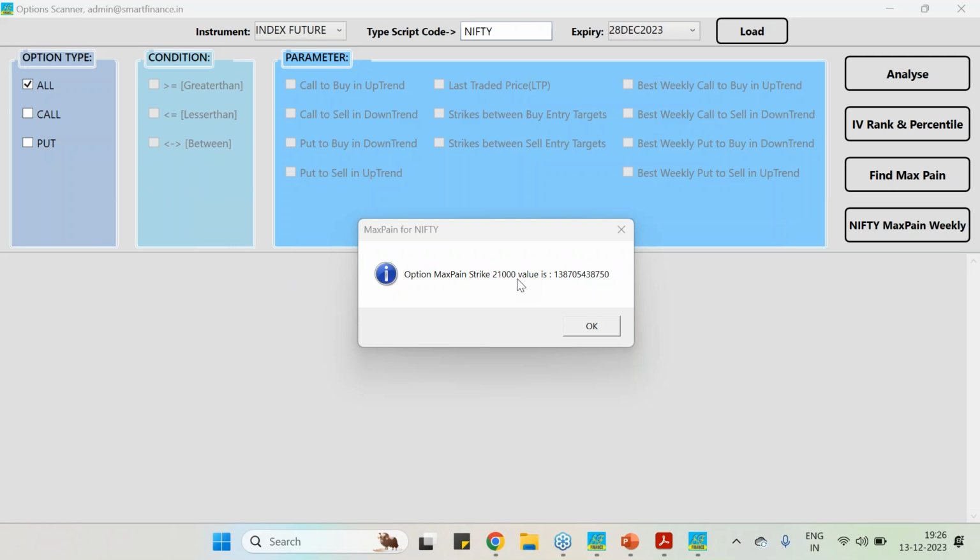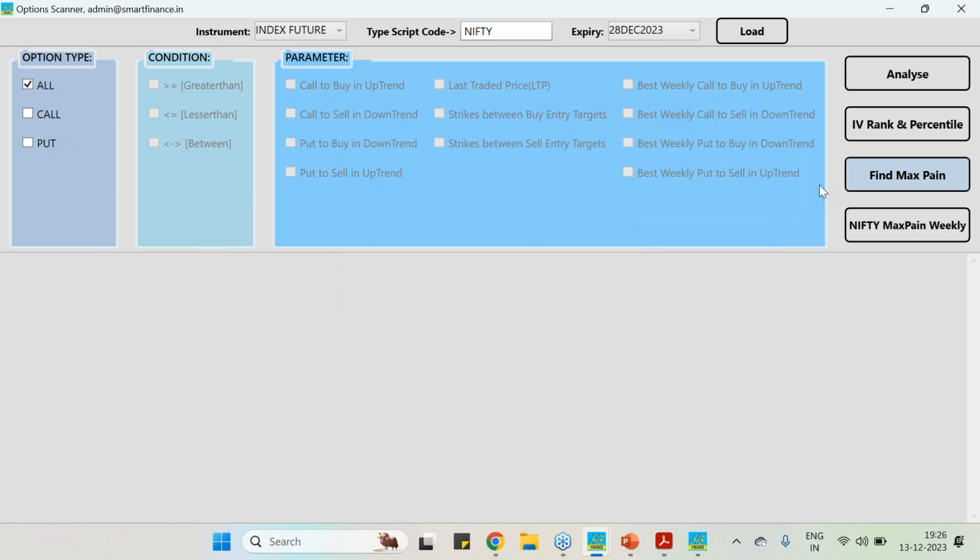But this is going to change post the 15th of the month. We are at the 13th of the month. Once it is post 15th of the month, this is going to change. So that is what max pain is, where you are going to expire.